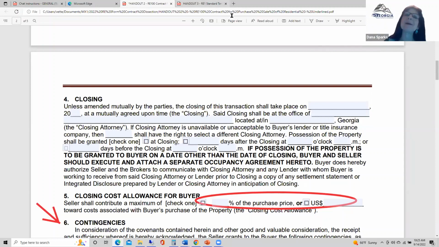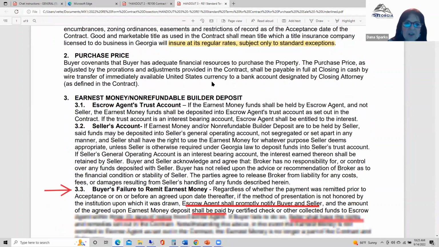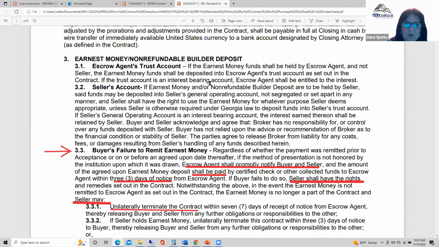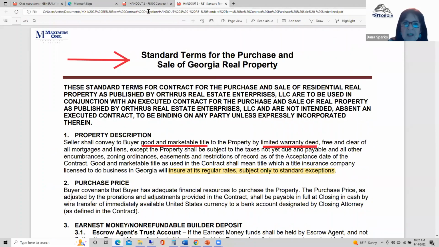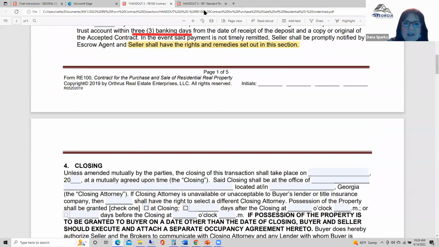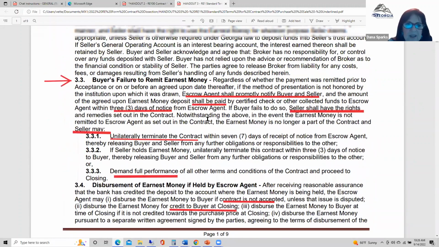So this is point number one, why I implore you, I beg you guys to please print out this document and reference it as an exhibit and attach it. So here's the property description, and so on. Here in the standard terms, which is a completely separate document. Again, the contract is RE 100. The standard terms is RE1.